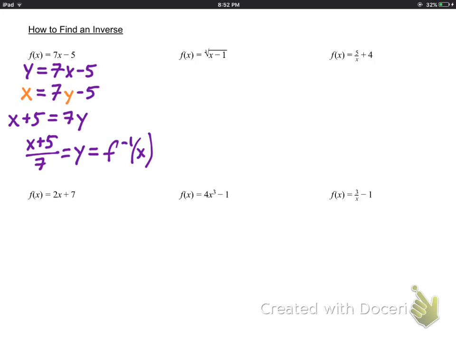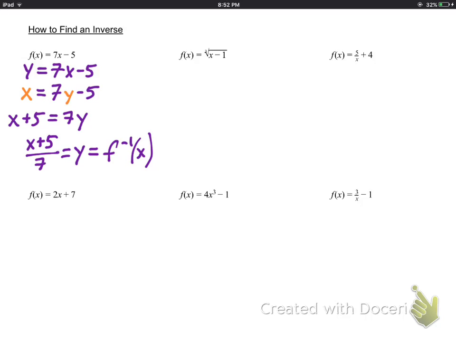You can follow the work along if you want, but notice at the very end I put x plus 5 over 7 equals y, and the f to the negative first of x, that's just another way of saying the inverse, okay? And that's what I'd like for you to write at the very end of each of your problems, letting me know that that is the inverse of f, okay?